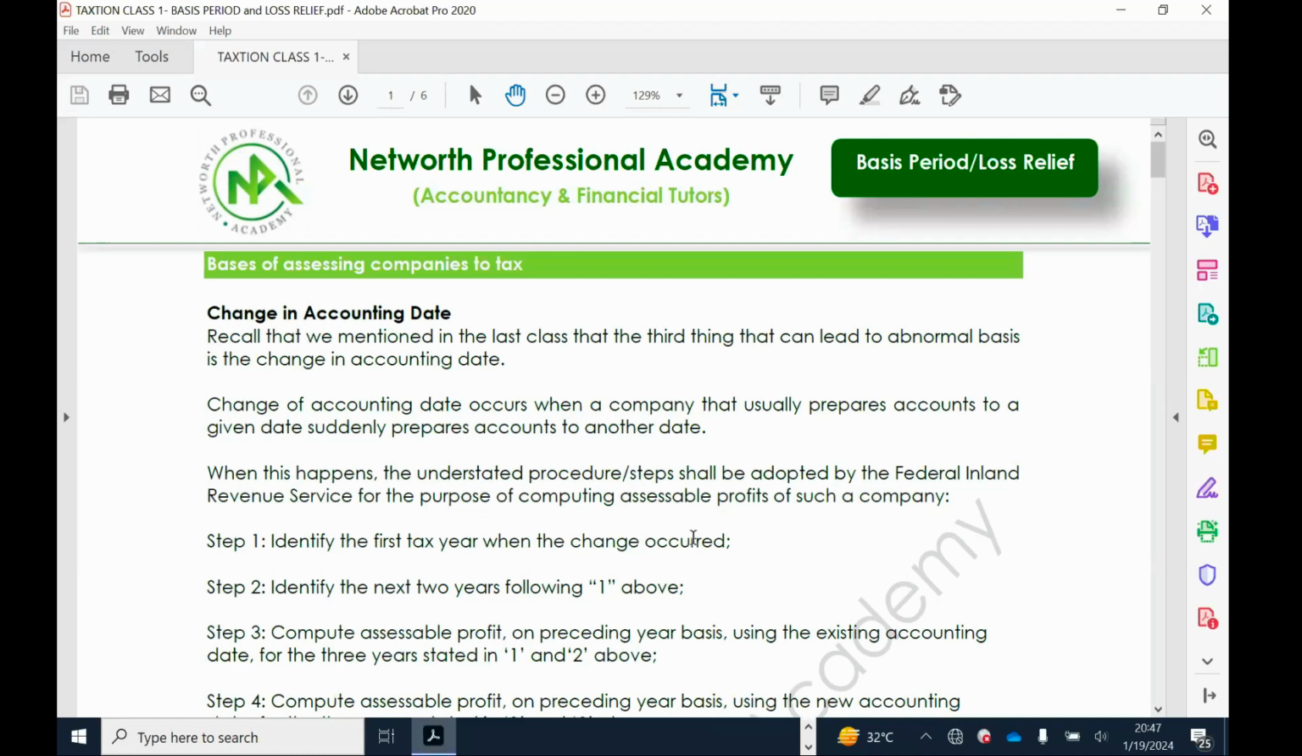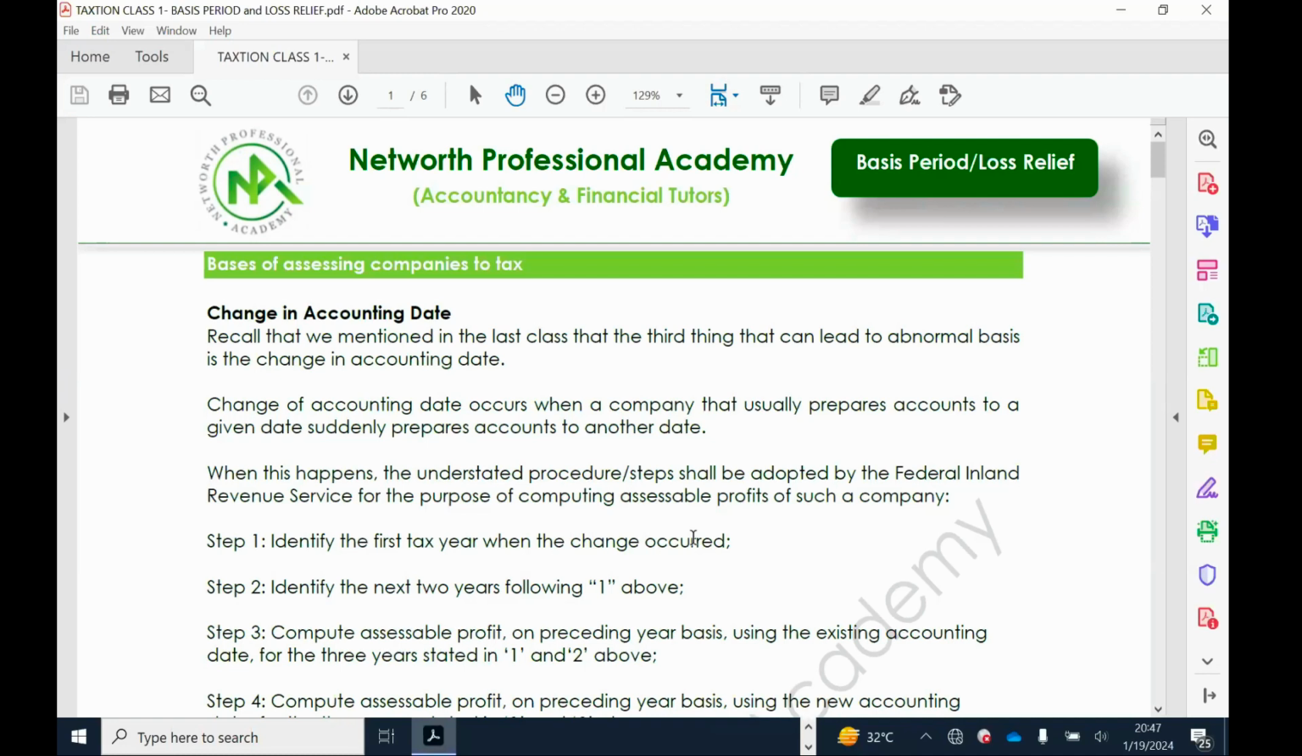Maybe due to whatever reason they are winding up. So in that case, they necessarily, in most cases, will not wait until the accounting year end before they stop business or cease business. Most of the time, they cease business during the accounting period. So it means that the final year or terminal year of business will also most often be less than 12 months. And that is what also leads to an abnormal basis.